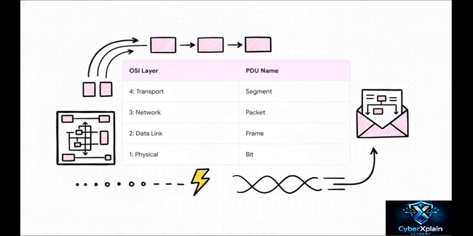And just to make our investigation a little more interesting, that package of data actually gets a different name at each of the lower layers. At the transport layer, it's a segment. The network layer calls it a packet. The data link layer sees it as a frame, and by the time it hits the physical cables, it's just a stream of bits. Knowing this lingo is a huge clue for more advanced troubleshooting.